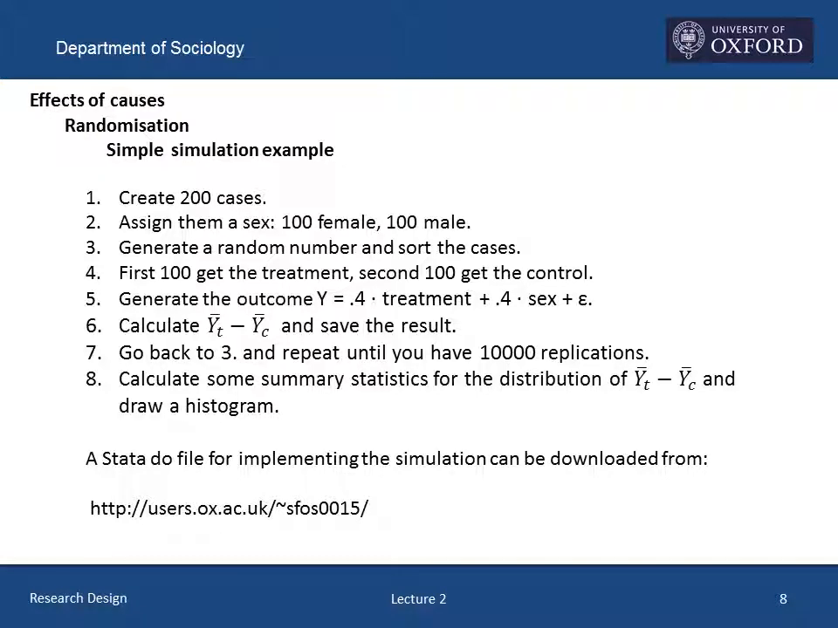So here is a schematic of the algorithm I use. 1. Create 200 cases to represent the 200 subjects. 2. Assign them a sex, either female or male. They will retain that sex throughout all of the replications of the experiment. 3. Generate a random number and sort the cases on that number. 4. Assign cases to the treatment or control condition. The first 100 to the treatment, the second 100 to the control condition.